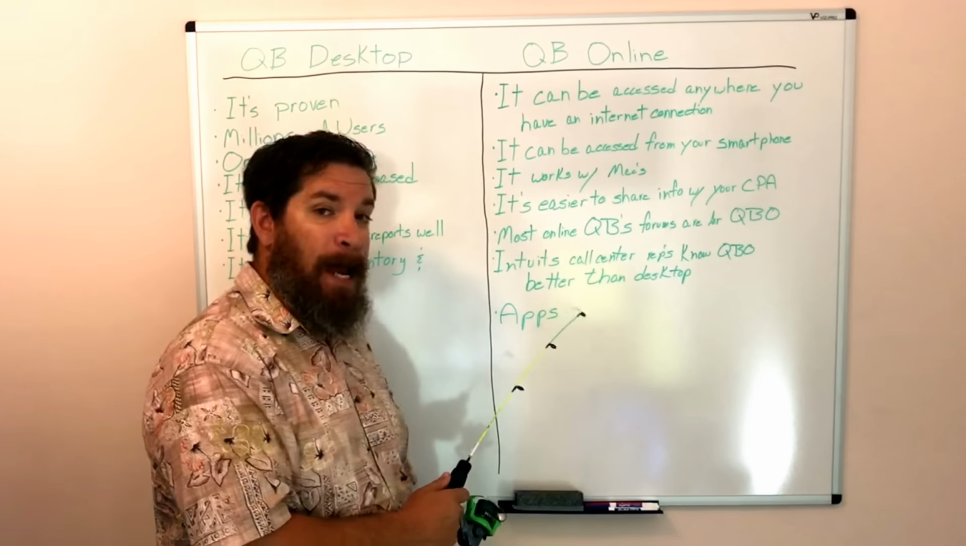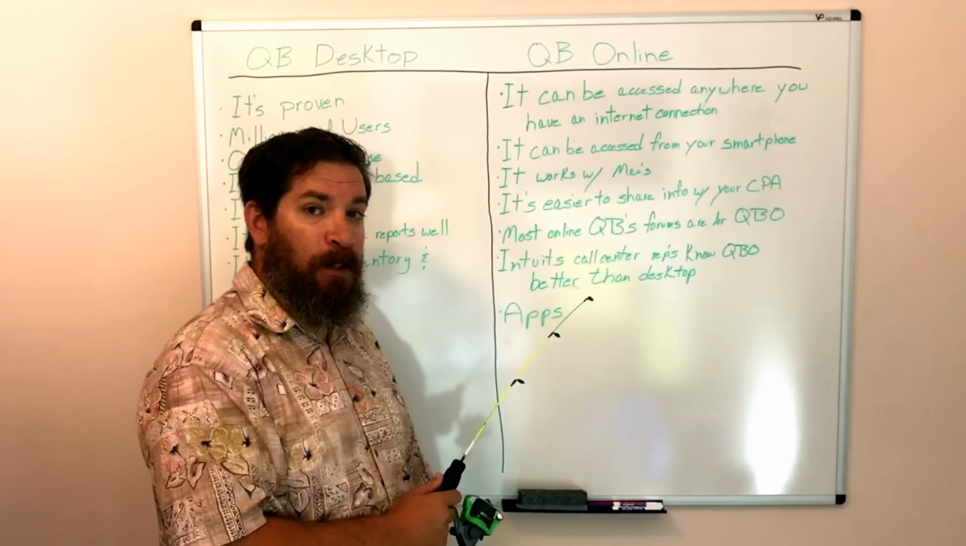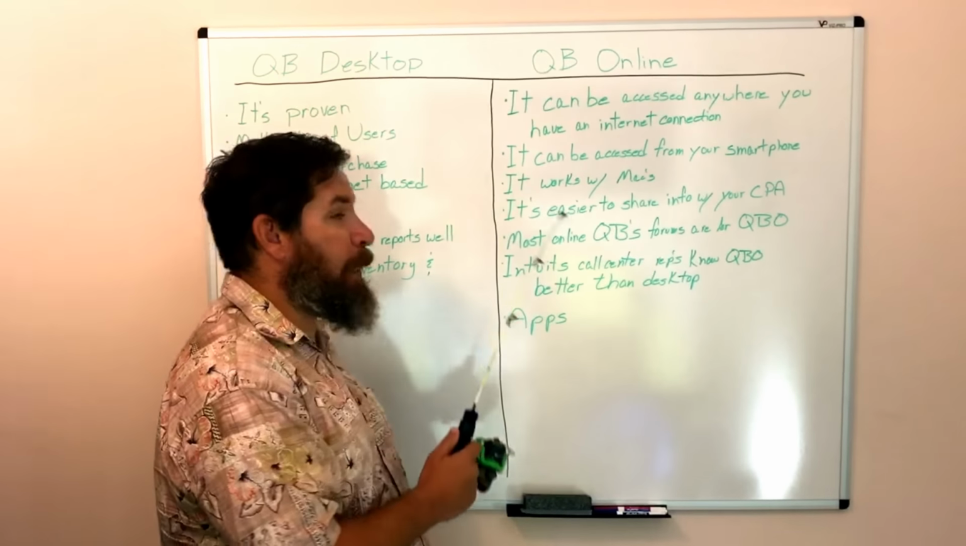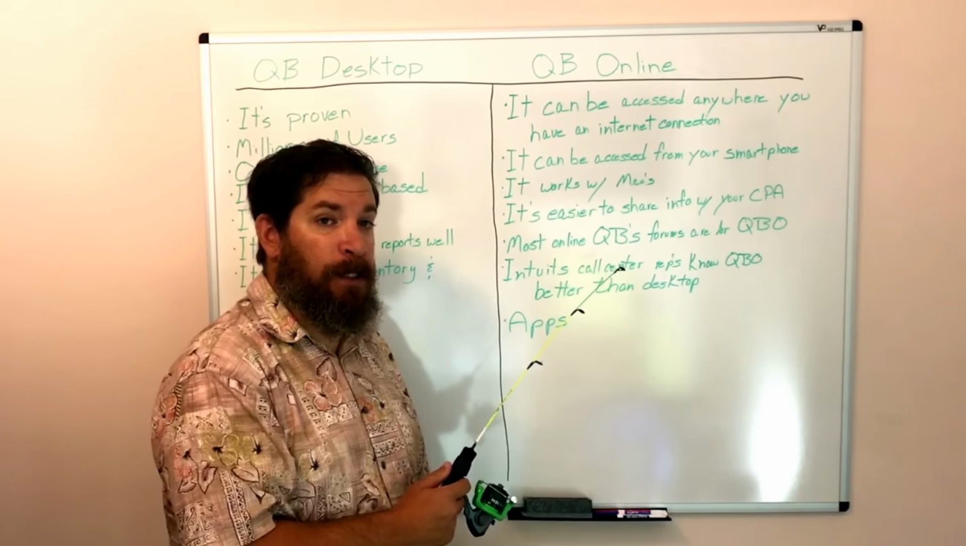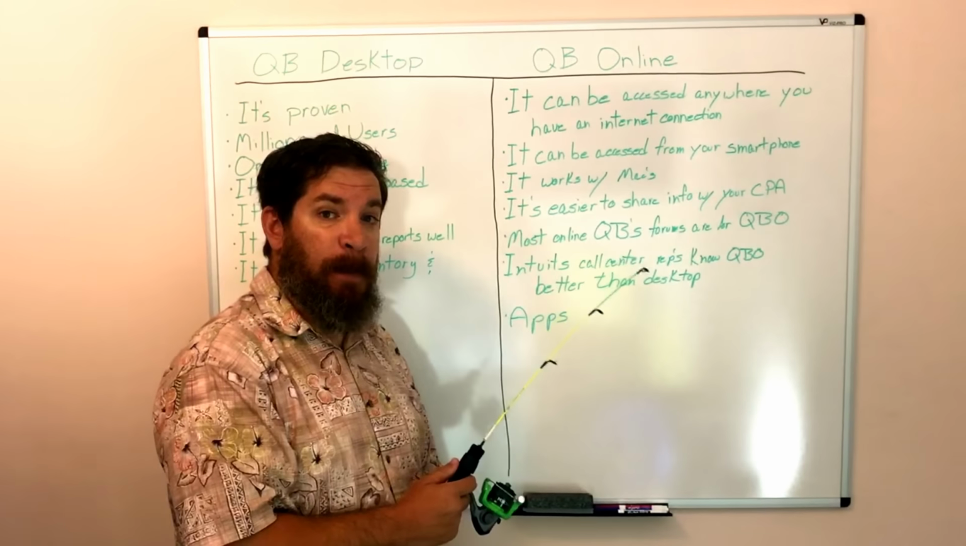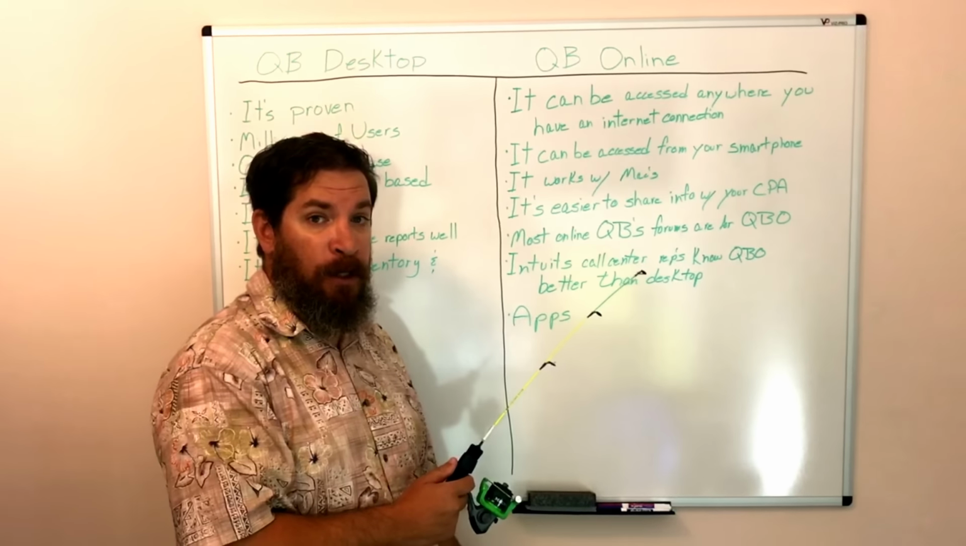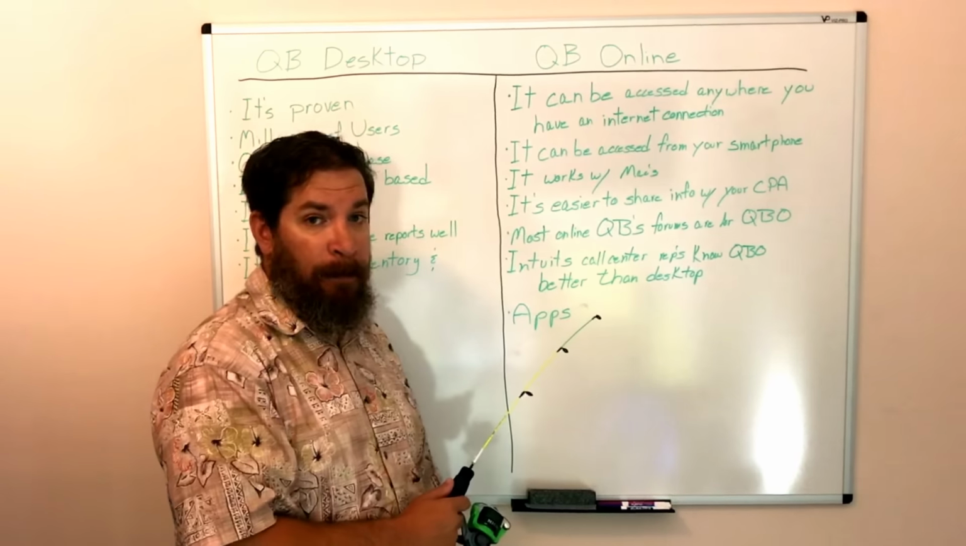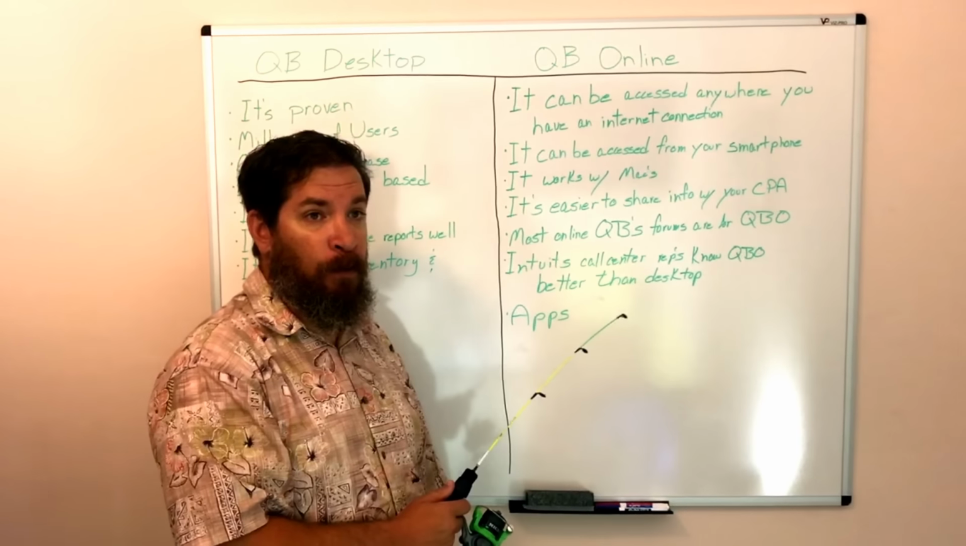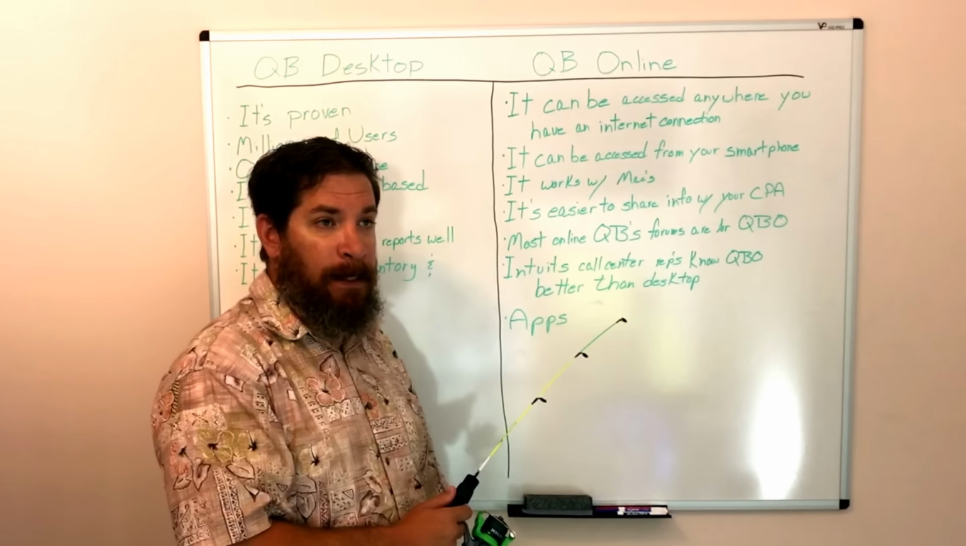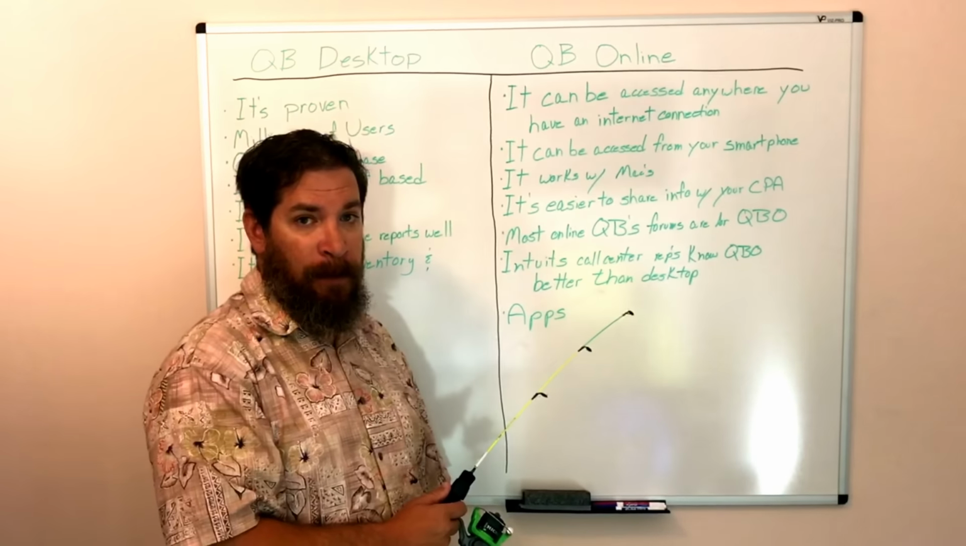And then we also have apps. QuickBooks Online, unlike Desktop, is streamlined. It's very simple. It just does a few things. If you wish to expand into other things, like perhaps managing inventory, you have to purchase an app for that. And there are hundreds of apps, and they're growing every day. I anticipate at some time there could be tens of thousands of apps.